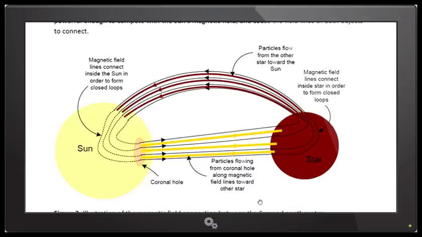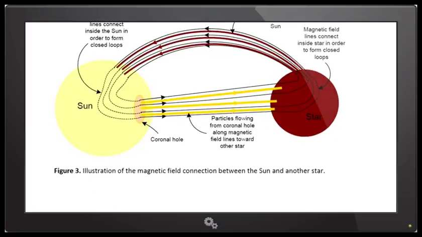We're showing a diagram here of the sun and our brown dwarf star, meaning that this brown dwarf star is directly attracted to our sun. They have basically made a portal connection with each other. And this portal connection is causing these coronal holes to open up on the sun, therefore exposing the earth to the solar winds, the radiation, and the influx of these particles. It basically states here that figure 3, illustration of the magnetic field connection between the sun and another star.